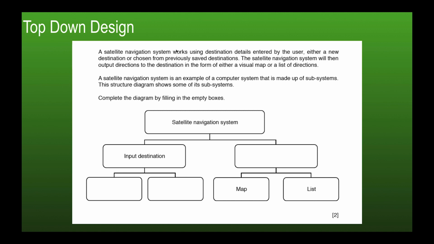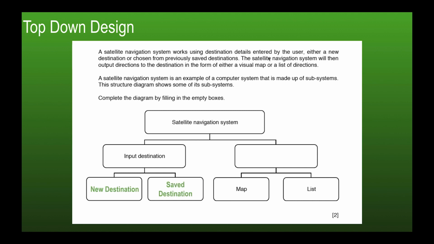A satellite navigation system works using destination details entered by the user, either a new destination or chosen from a previous saved destination. It works by the user entering details of a destination. Well, I've got input destination right here. So immediately this is a flag to me. I'm looking for input destination. It says either a new destination or a previously saved destination. So what are the two possible input options? Well, there's a new destination or a saved destination.